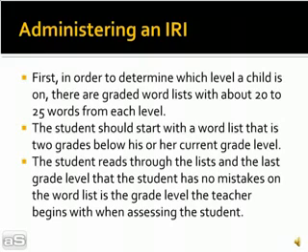Administering an IRI. First, in order to determine which level a child is on, there are graded word lists with about 20 to 25 words from each level. The student should start with a word list that is 2 grades below his or her current grade level. The student reads through the list, and the last grade level that the student has no mistakes on the word list is the grade level that the teacher begins with when assessing the student.